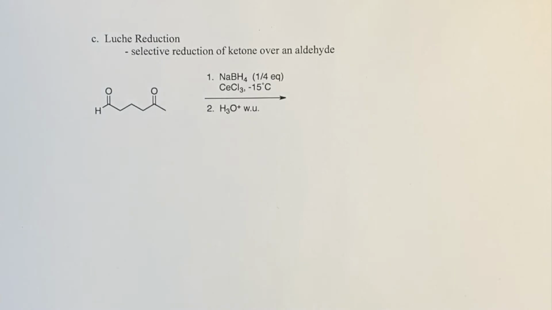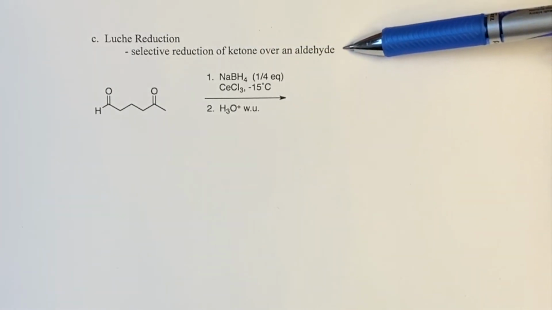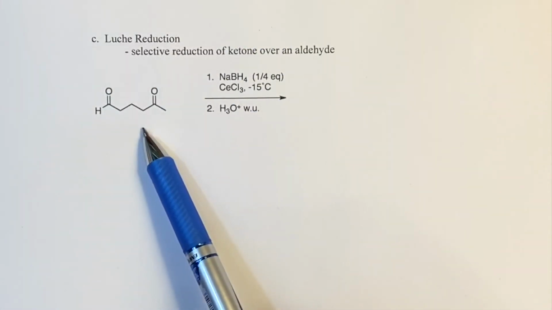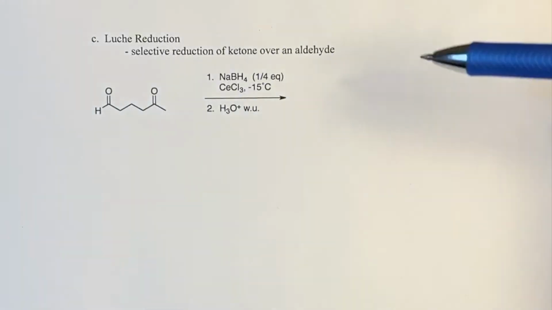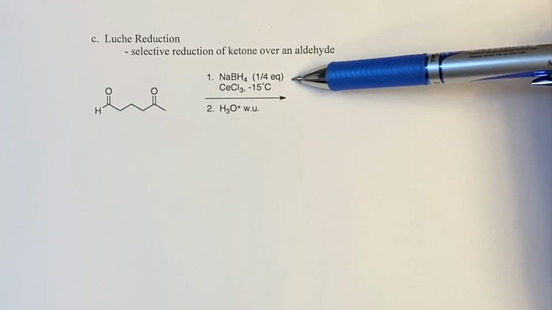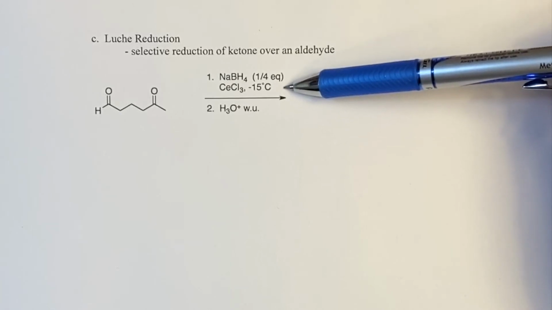So the next reaction is a specific set of conditions that will allow me to do a selective reduction of a ketone over an aldehyde. And that's called the Luche reduction. So here I have a molecule that contains both an aldehyde and a ketone, and I'm going to treat this molecule with a particular set of reagents. So I'm going to treat it with sodium borohydride, where I keep careful stoichiometric control of the reagent, followed by cerium chloride, which is a Lewis acid catalyst, at a temperature of -15 degrees.